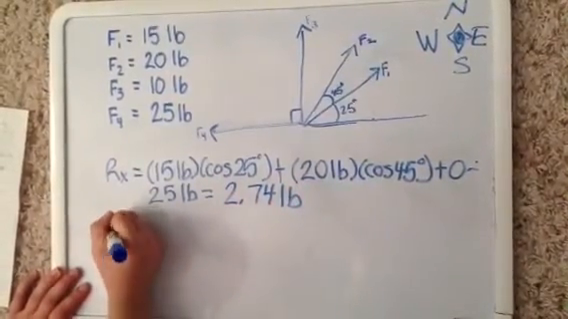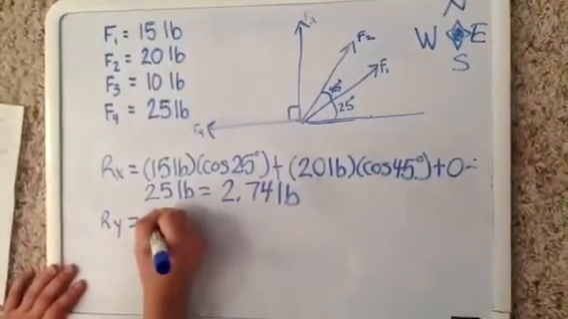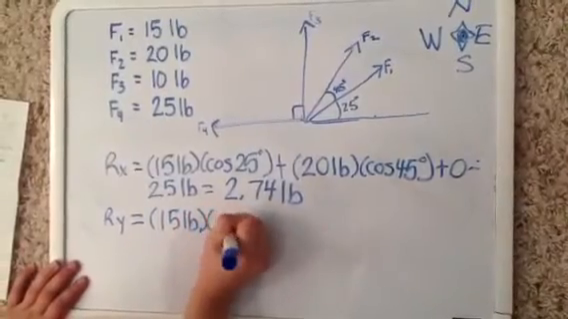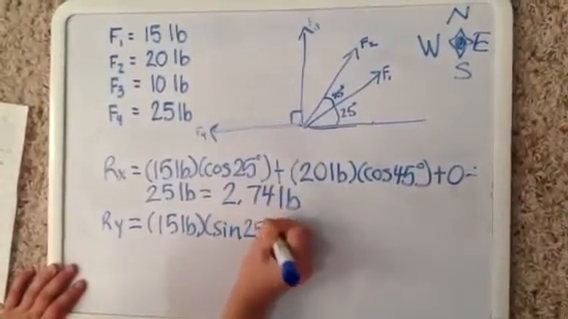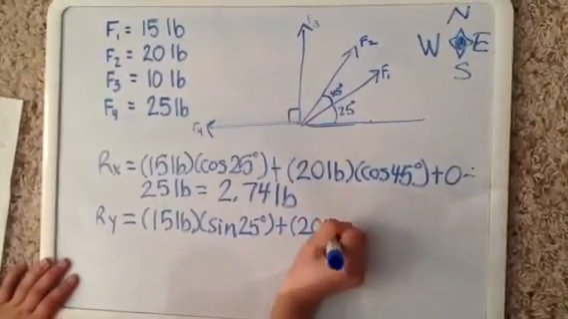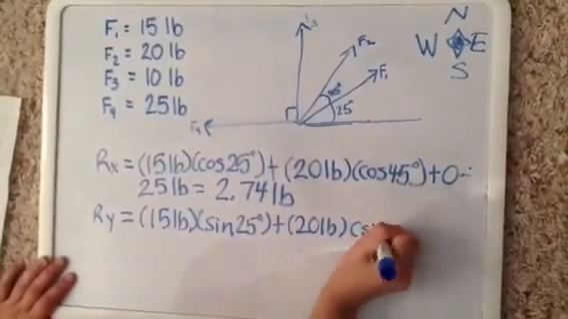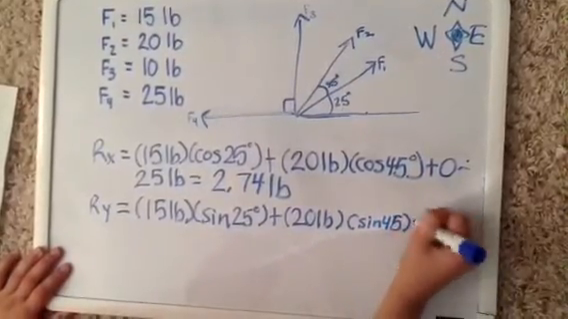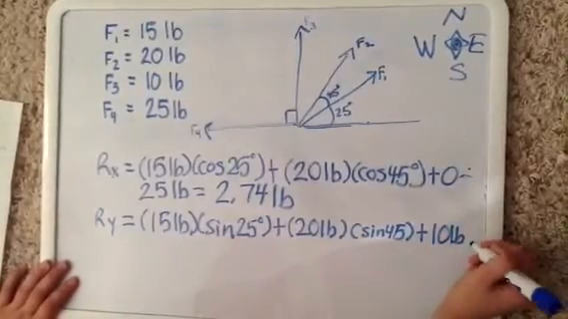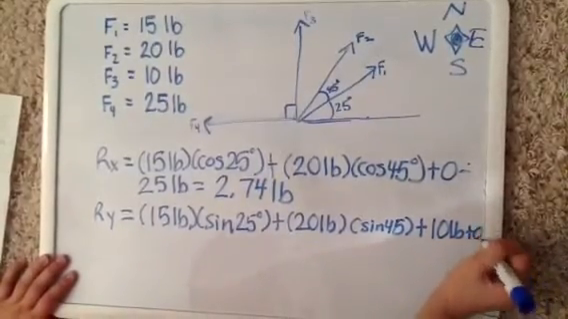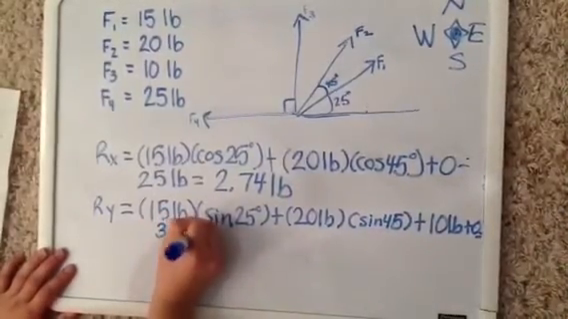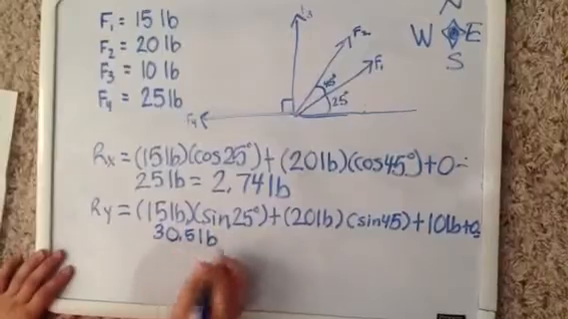And now we'll be solving for the y component. F1 will equal 15 pounds sine of 25, and F2 will equal 20 pounds sine of 45. And then F3 will just equal 10 pounds, because it's only pointing in the y direction, while F4 will be 0 since it's only pointing in the x direction. And then that equals overall 30.5 pounds.